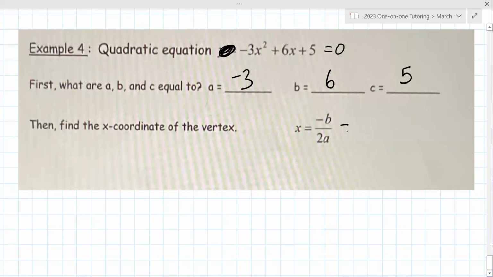Good. And then you'll notice this is part of the quadratic formula, minus b over 2a. Kind of interesting. Minus 6 over 2 times -3. What does that become? 1. Yes.